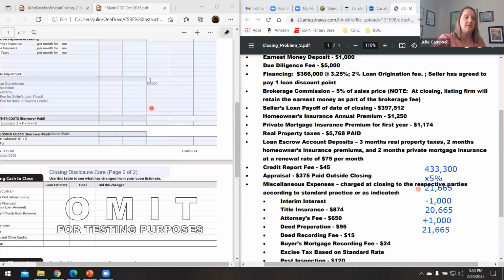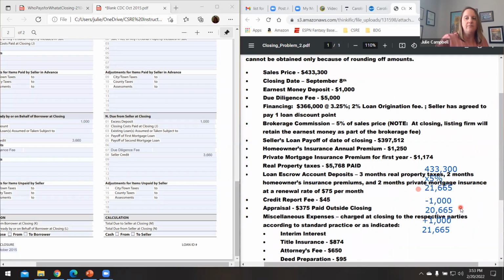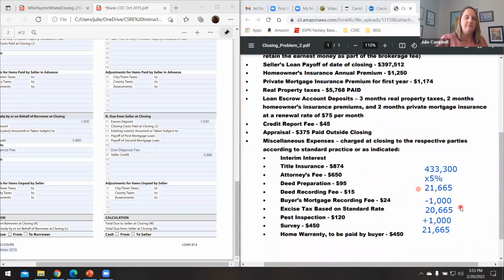Both of those would be on H, because that's who is being paid, the third party, the firm. But the seller still owes that full commission. So we're going to deduct an extra $1,000. So how much have they paid in commission? The $21,665.